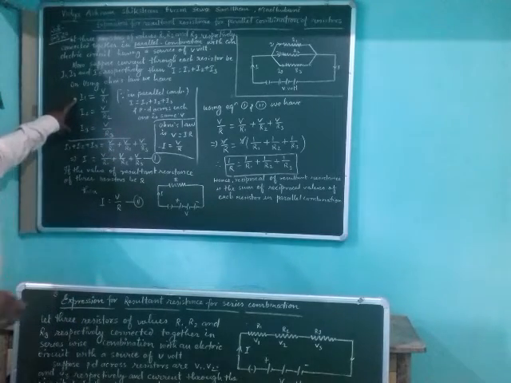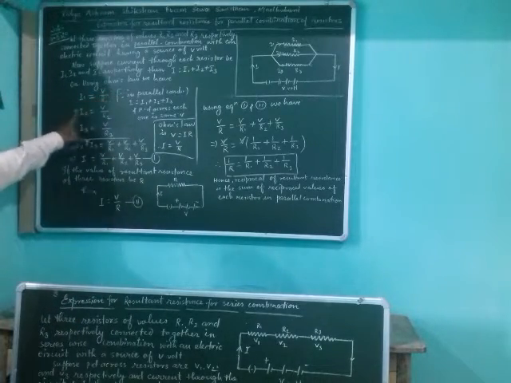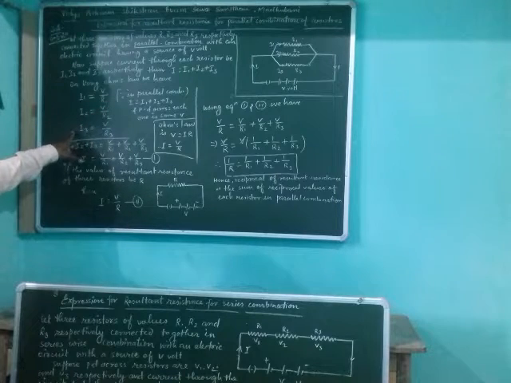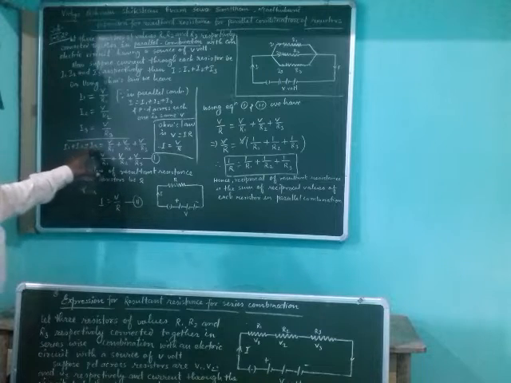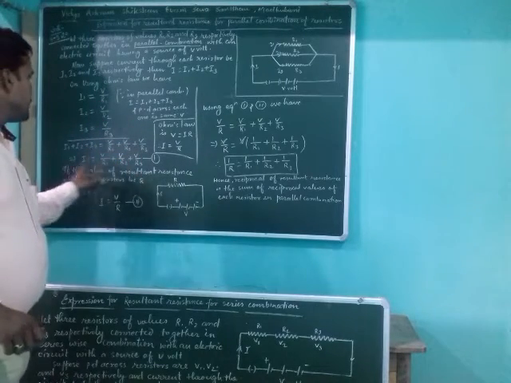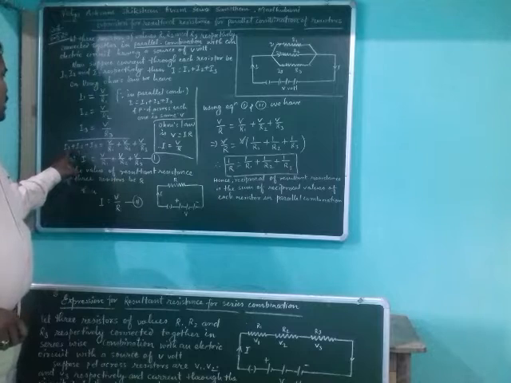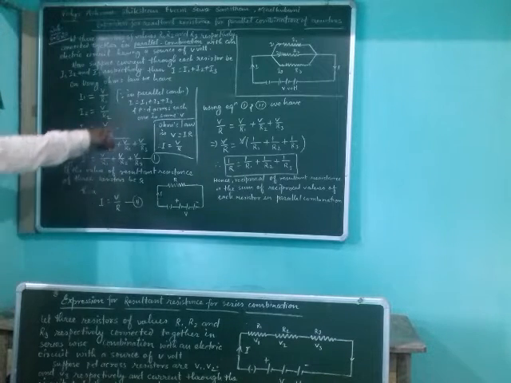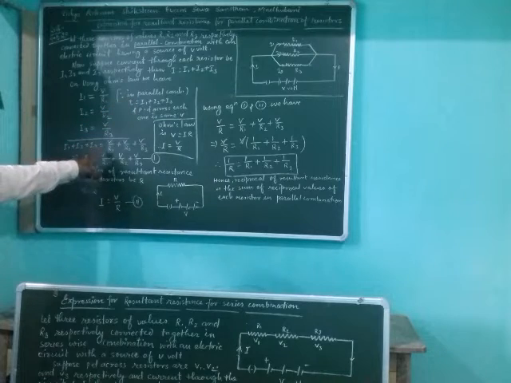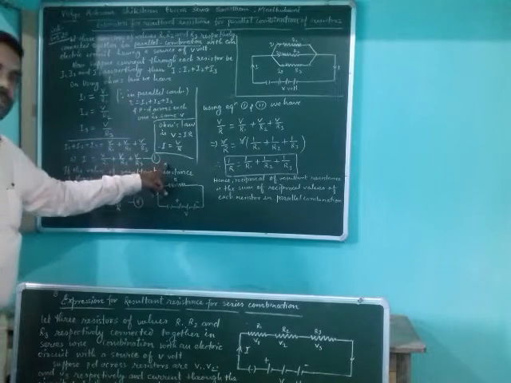So we will have I1 is equal to V upon R1, I2 is equal to V upon R2, I3 is equal to V upon R3. On adding together, the sum of I1, I2 and I3 is equal to this. So writing I in place of I1 plus I2 plus I3 as per here, this will be the first equation.